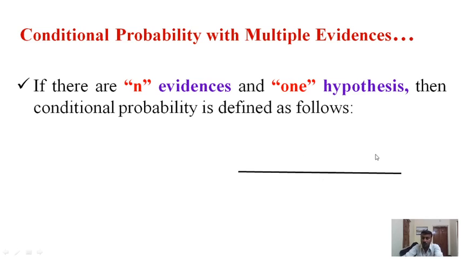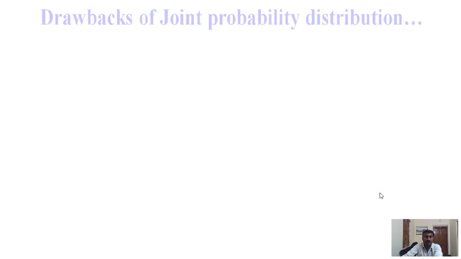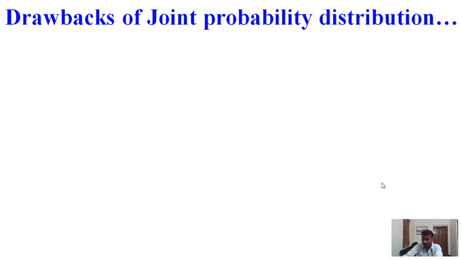Based on that, we define the conditional probability like this: probability of H, one hypothesis, given the evidences E1 to En, is equal to P of H and E1 to En, divided by the probability of the evidences E1 to En. Like this we can find it. So this is nothing but the conditional probability of multiple evidences.